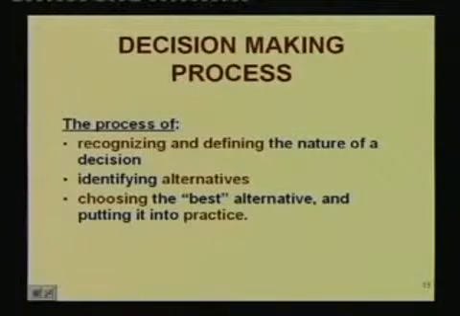In words, the process is recognizing and defining the nature of the decision, identifying alternatives, choosing the best alternative and putting it into practice. Recognizing and defining the nature of a decision is very important, and that is possible by collecting all possible data, then identifying the alternatives to the decision making, and finally choosing the best alternative and putting it into practice. So these are basically required for a decision making process.